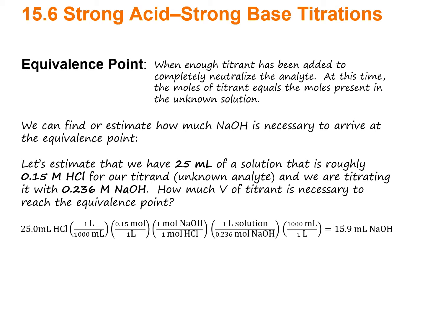And so we end up with roughly 16 milliliters of sodium hydroxide necessary to reach the equivalence point. So in that case, if I was doing a titration and I knew it was approximately a 0.15 molar solution of HCl, I'd probably ease up around 14 or 13.5 milliliters of sodium hydroxide added, and just start easing in the amount I'm adding until I get to that equivalence point.